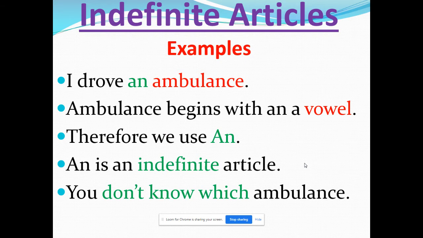So another example talking about the other type of indefinite article. For example, I drove an ambulance. Ambulance begins with a vowel A. Okay. So therefore we use an instead of a, because this word begins with the vowel A. So an is an indefinite article. You don't know which ambulance, but we know that I drove an ambulance. Okay?